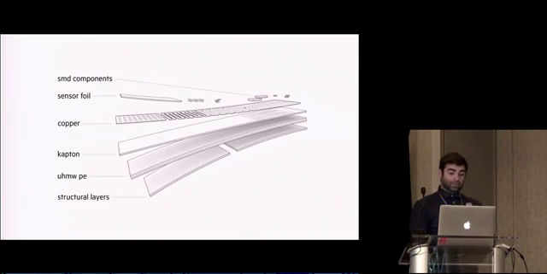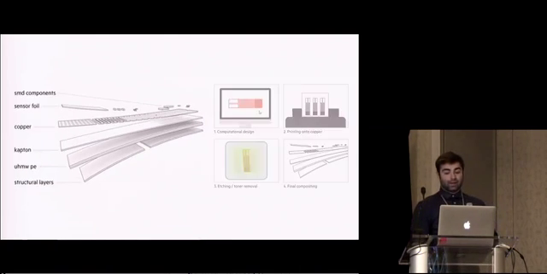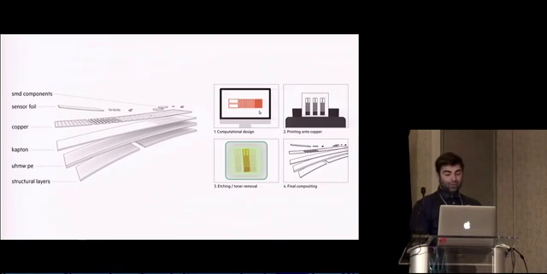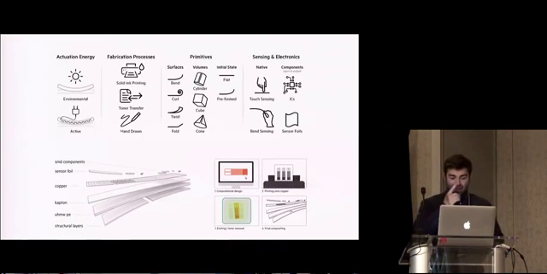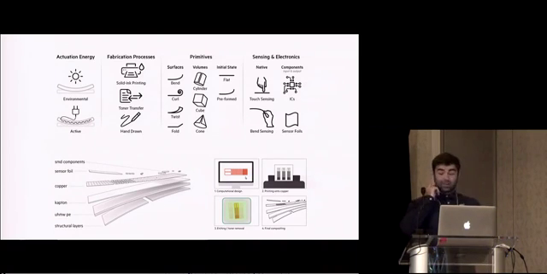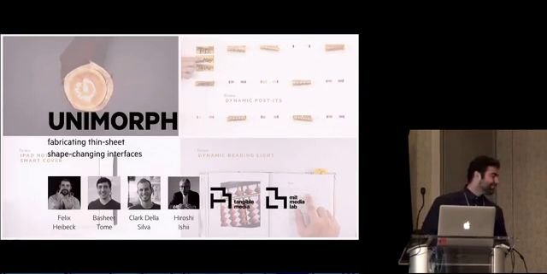So, concluding, I showed a thin film composite with different functional layers. I showed all the fabrication parts that we need for it. We drew out this design space that maps out the possibilities and design choices that you have when you work with uniMorph composites. I wasn't able to cover everything, but you can find out more in the paper. Thanks a lot.